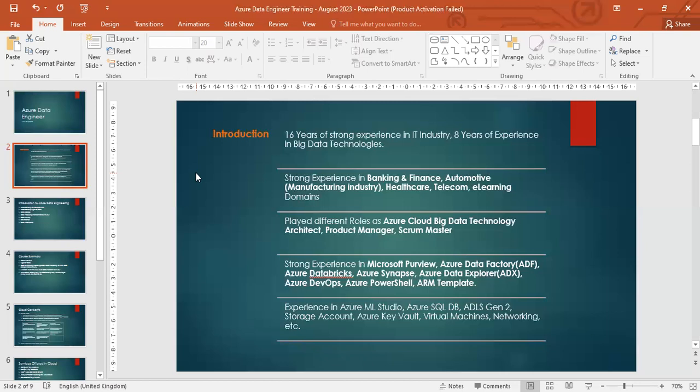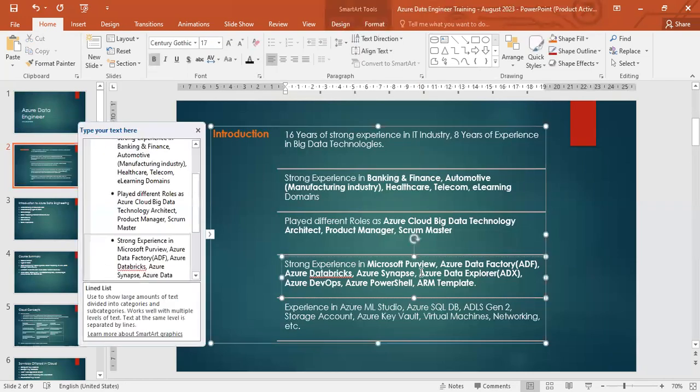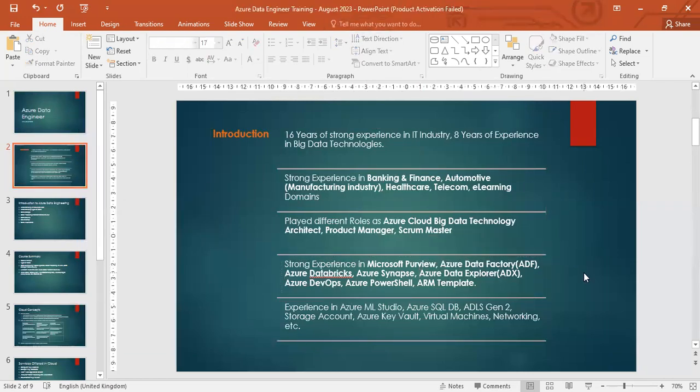I have played various roles, mainly data platform technology architect on the Azure cloud. I have listed these various services: Microsoft Purview, which is the governance tool, then the Azure Data Factory ETL tool, Azure Databricks for the data processing part, and Azure Synapse Analytics. Streaming data can be ingested, and real-time analytics can be done on the Azure Data Explorer, ADX, service.